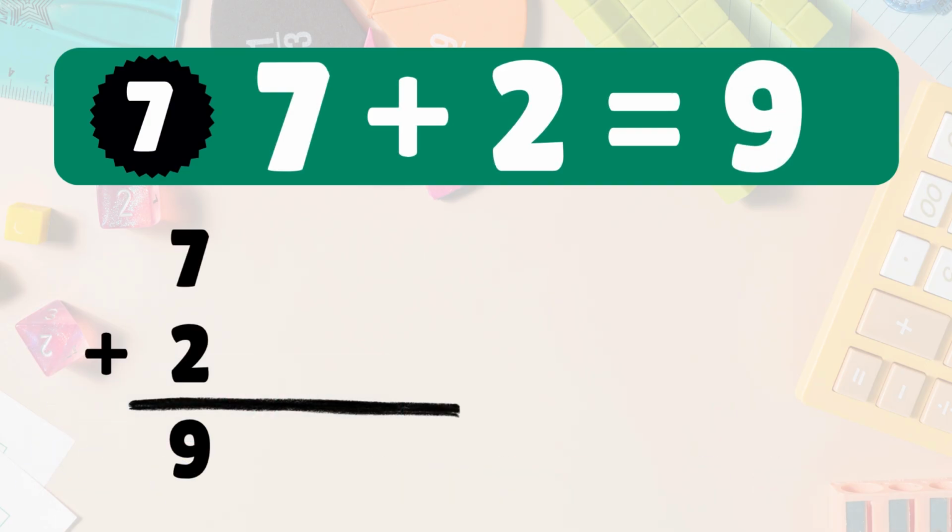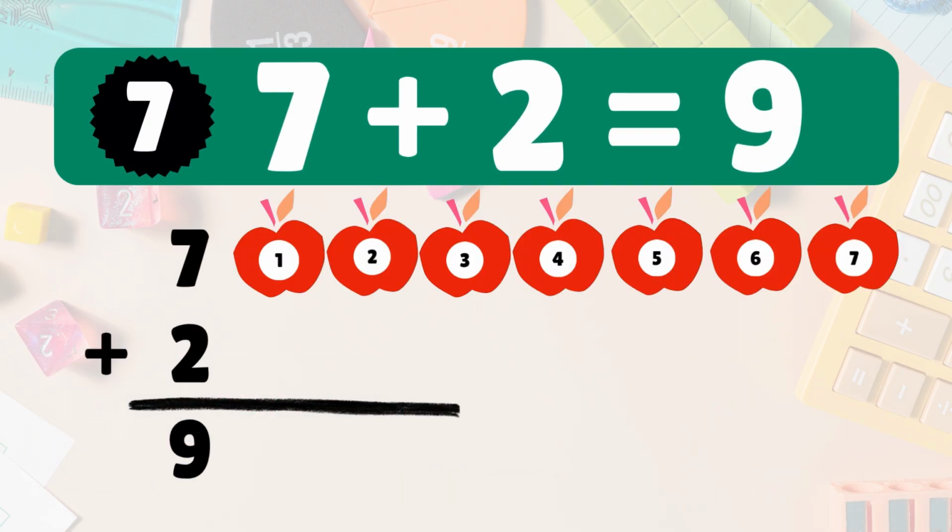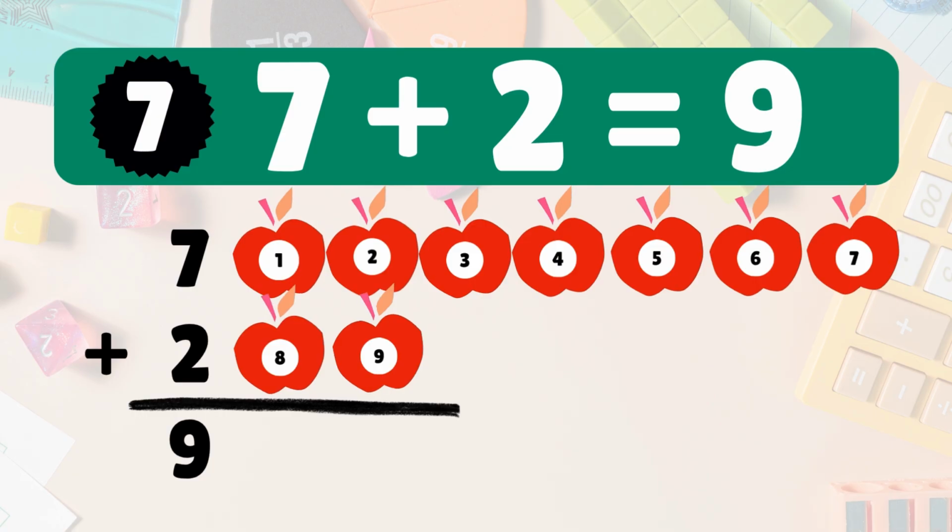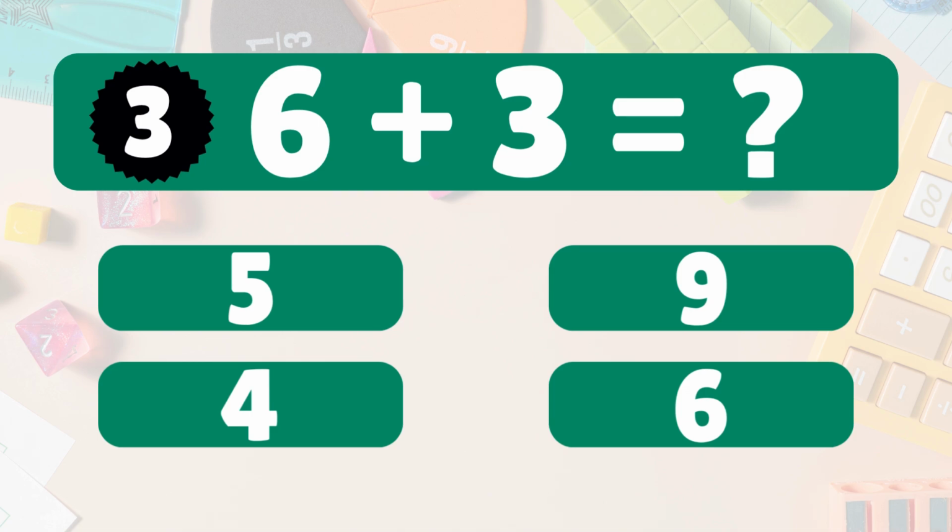Next, 7 plus 2 equals what? Hmm. 7 plus 2 is 9. Here we have 7 apples. Add 2 more. Let's count together. 1, 2, 3, 4, 5, 6, 7, 8, 9. So 7 plus 2 is 9. Amazing. Great job.